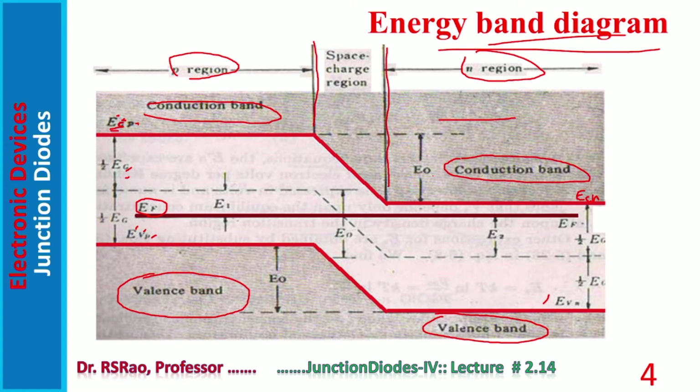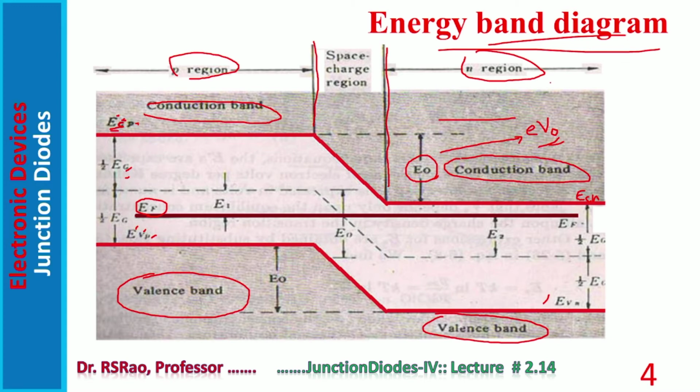Another energy level is indicated in this diagram, E naught. What is E naught? E naught is equal to e times V naught, that is, the charge on the electron multiplied by the barrier potential V naught. eV naught is equal to E naught. Barrier energy, that is E naught.